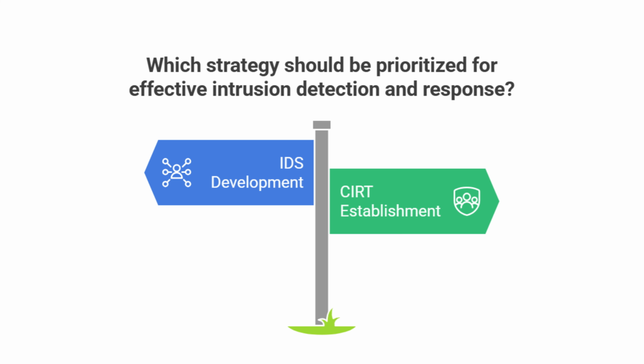Imagine you have strong locks on your doors and a security system installed at home, but how do you know if someone is trying to break in? That's where intrusion detection systems come in. They act like network security alarms, constantly monitoring for suspicious activity and alerting security teams when something unusual happens.